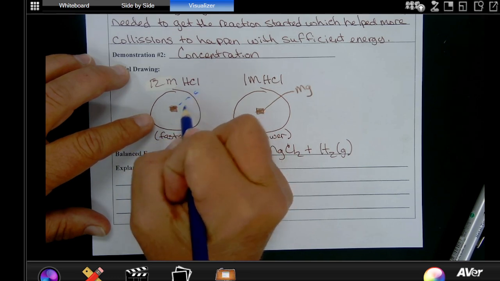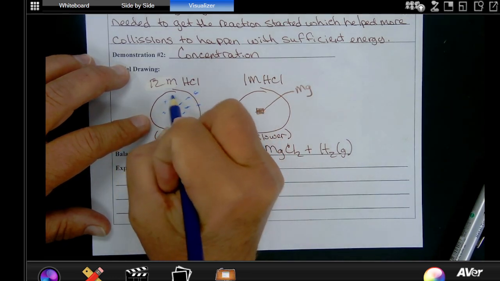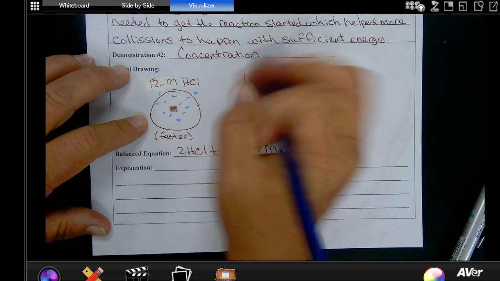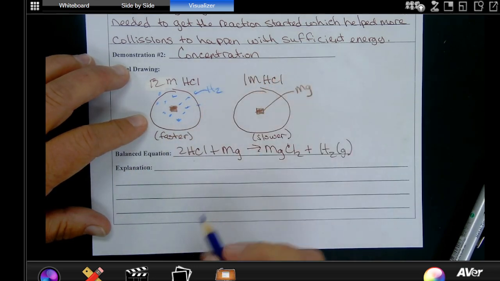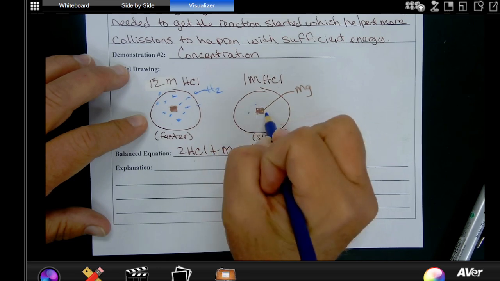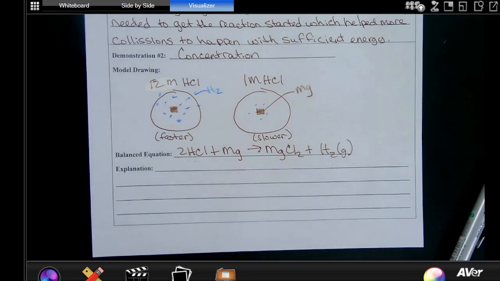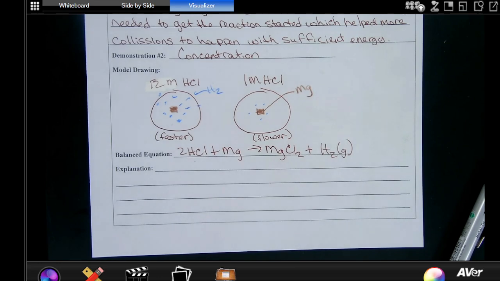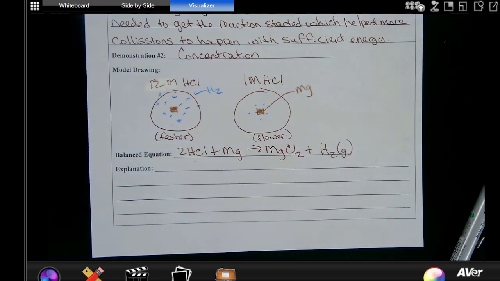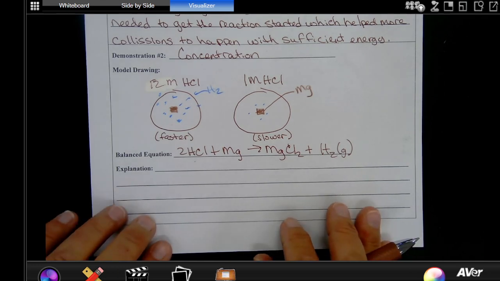How do we know? We're going to draw in our hydrogen bubbles so we can see. So this one had a ton of bubbles, right? Lots of bubbles, lots of hydrogen gas. Well, this one just kind of did a little bit. And actually, it's still not done, right? So you can see how fast that reaction went, and the 12 molar one went really slow.